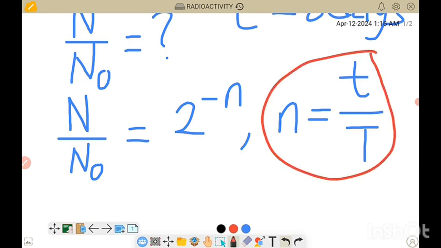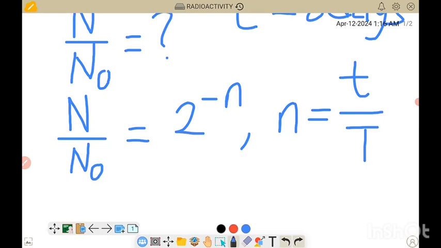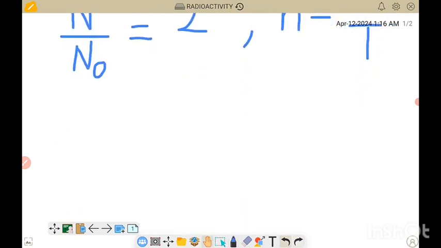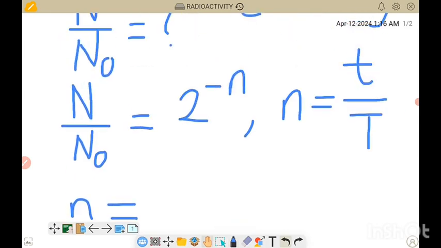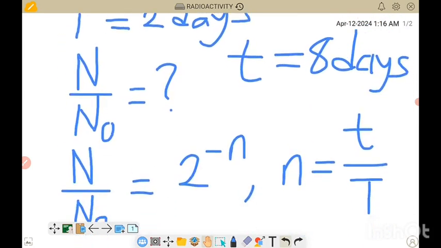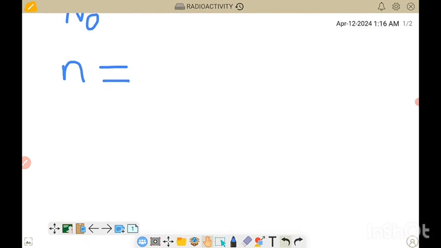We are going to start with this particular one. Remember, in the question we have a small letter t given and a capital letter T given, so we can easily find our n. Let's quickly do that. We can say n is equal to small letter t over capital letter T. In the question, what's small letter t? Small letter t is 8 days, while capital letter T is 2 days. So we have 8 over 2, and mathematically this will give us 4.